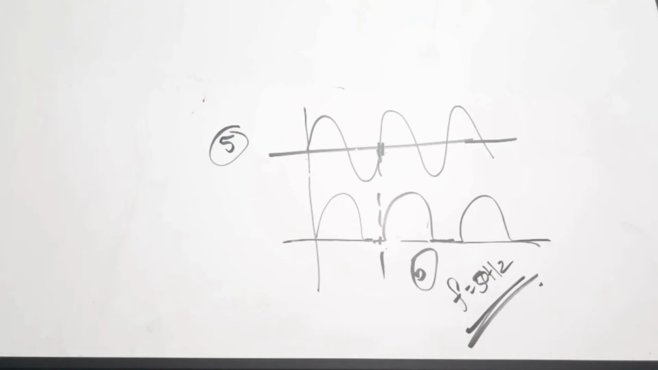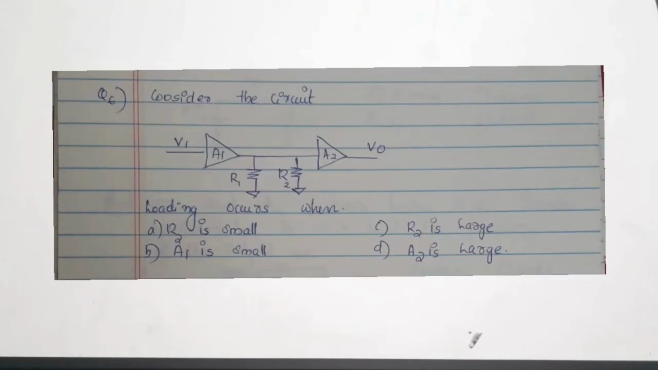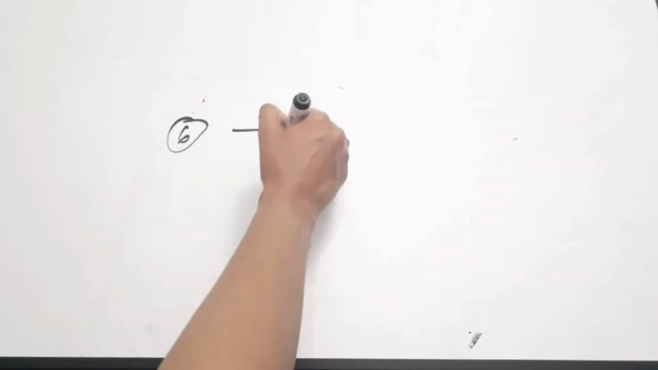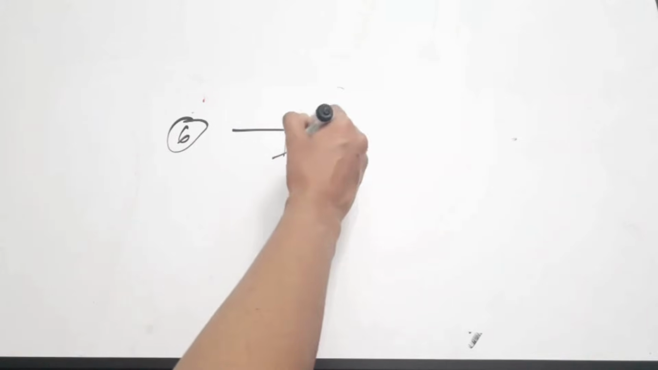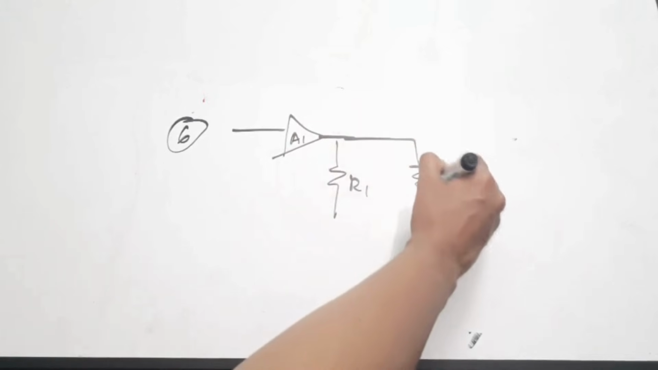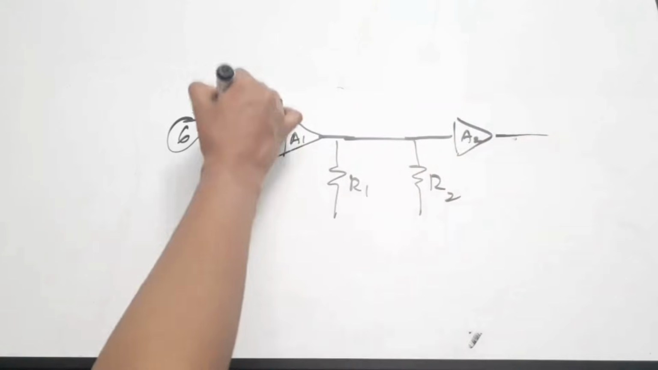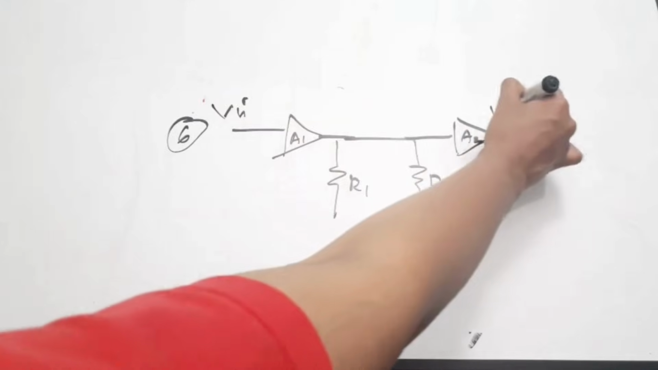Moving on to the sixth question. Consider the circuit. I'll draw the circuit for you. The question is, loading occurs when? This question is from cascaded amplifiers. A1, there is a resistance of value R1. There is again a resistance of value R2, cascading with A2. This is Vin, this is Vout.